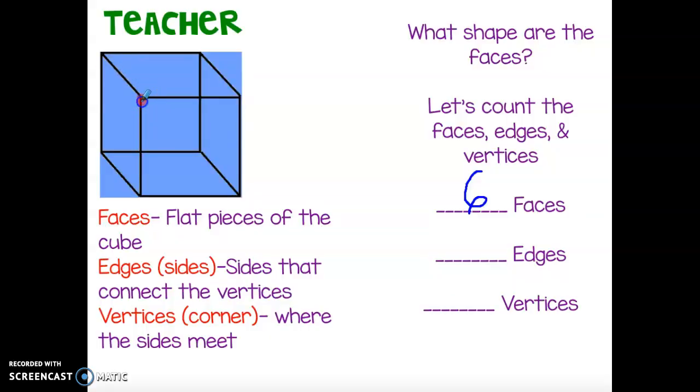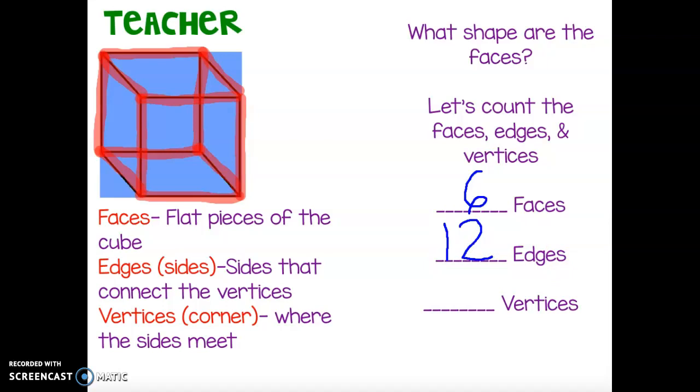So let's count them. You have 1, 2, 3, 4, 5, 6, 7, 8, 9, 10, 11, 12. Cubes have 12 edges or sides. 12.